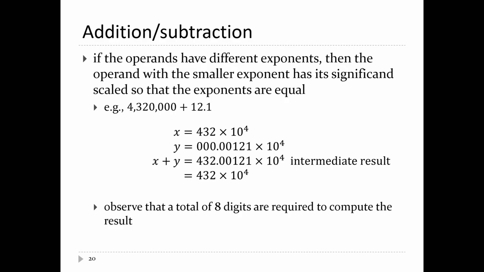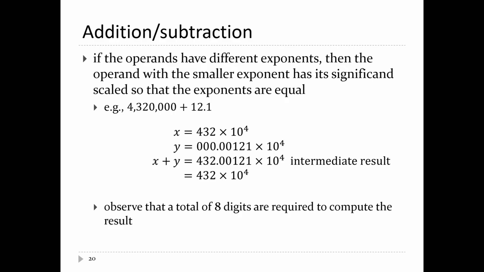So the 121 becomes, well, it looks like I have to shift the decimal 5 places. So 1, 2, 3, 4, 5. So it's going to be 0.00121 times 10 to the 4. Let's make sure I did that right. So 1, 2, 3, 4. And the answer is yes, I did it right. Okay. And now you can sum that number and that number.